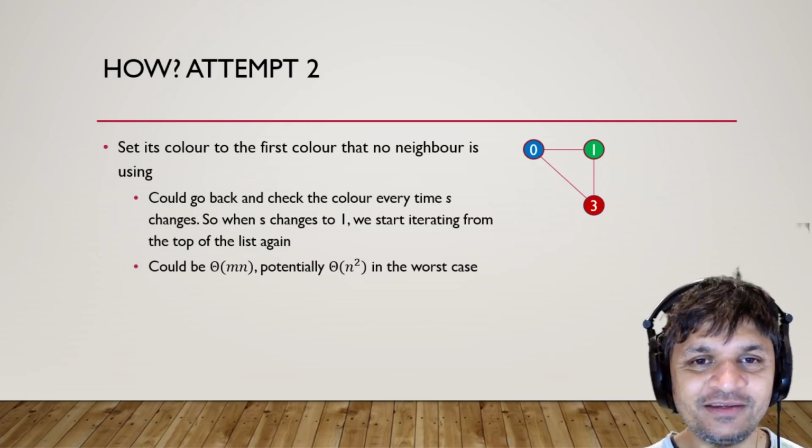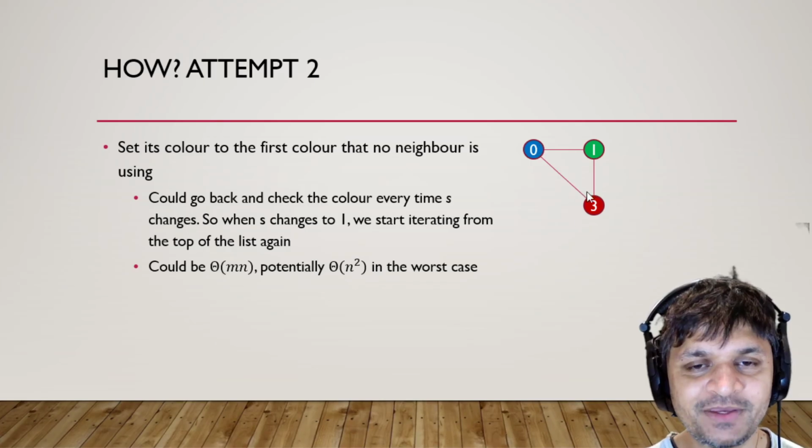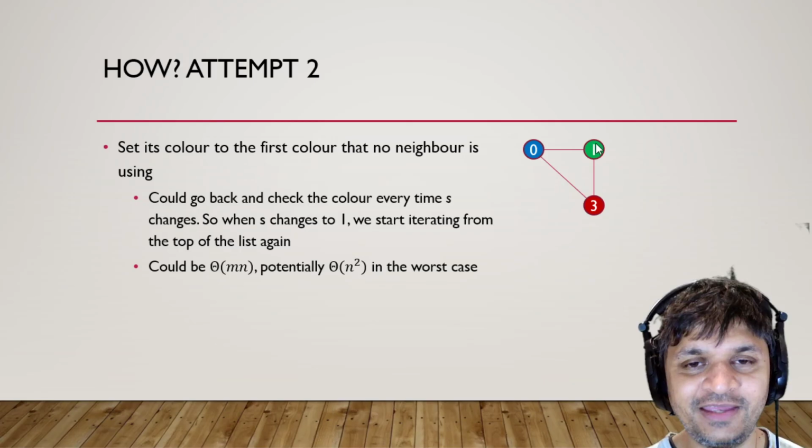So what can I do instead? Okay, so I could change my algorithm so that, instead of losing track of the fact that blue is there, I could just go back and do it again. So basically what I could do is I could say, okay, I want to color vertex 3. And at the start, the smallest unused color is green. When I look at 0, okay, it's fine, so it's still green. When I get here and it has to change to blue, then what I need to do is go back to the start and start iterating again.